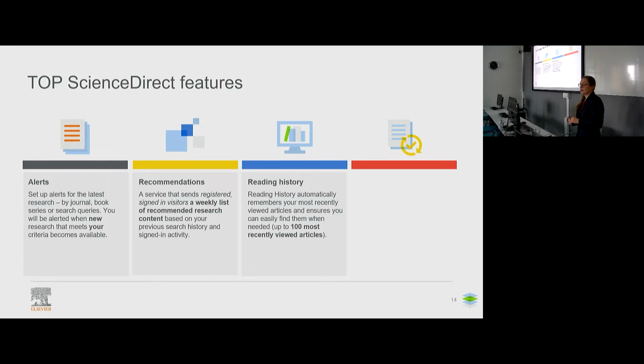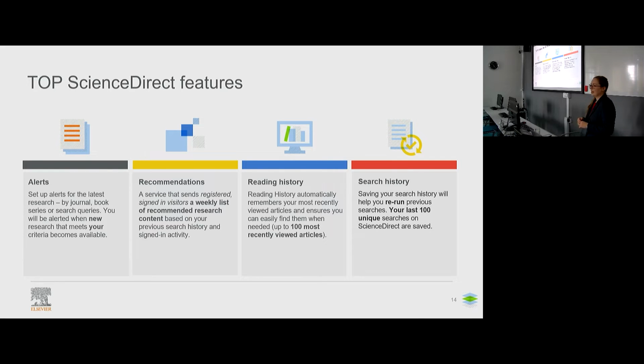We also have reading history and search history, both up to 100 unique items. It's quite useful. I saw a lot of researchers who say, I remember I read an interesting article, but I have no idea what it was. I don't remember the title or the author, I slightly remember what it was about, and I would like to go back. With reading history, it's quite easy, because you can just check what you were reading two weeks ago, and you will find out.